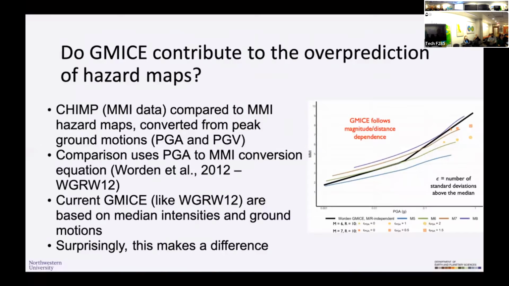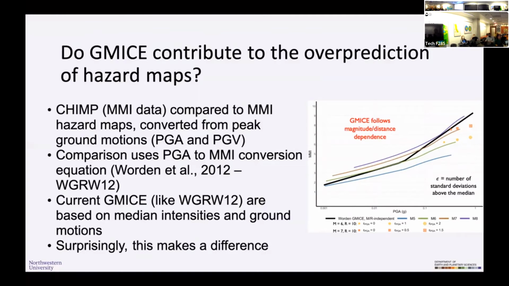Hazard maps typically predict shaking measured in ground acceleration or velocity, which refers to the actual acceleration or velocity of the ground motion. In order to make comparisons between the data and the maps, which is important to assess how well the maps are performing, we've used conversion equations called GMICEs to change PGA to MMI or vice versa. The primary equation that we use is the Worden 2012 model, which is pretty standard for GMICEs, and the current methods for GMICE development, or the Worden model and others, involve regression on median ground motion.